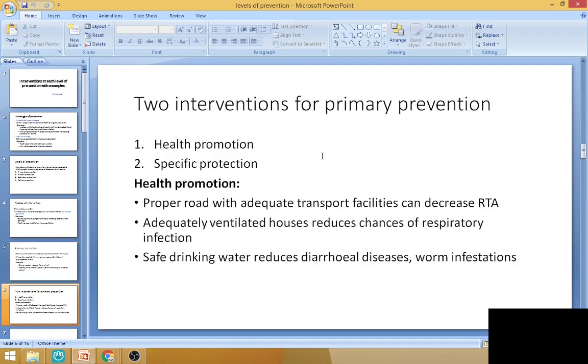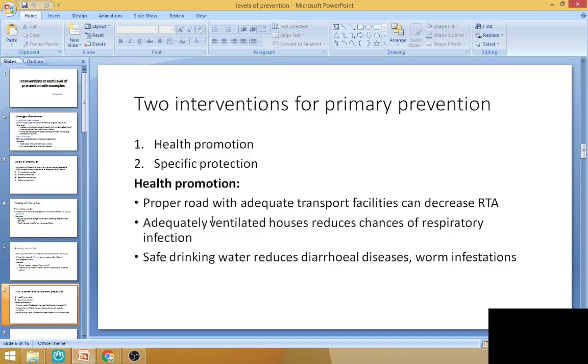Two interventions in primary prevention, very, very important. When you are asked what are the interventions in primary prevention, everyone should answer health promotion, number 1, specific protection, number 2. These are the two interventions, okay? Health promotion, specific protection.